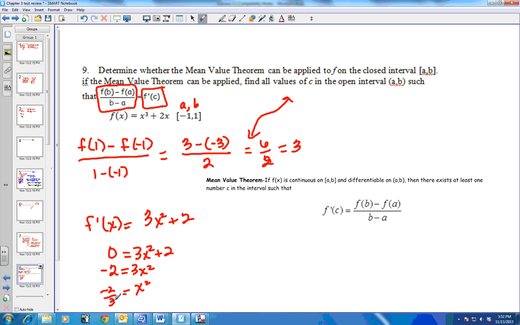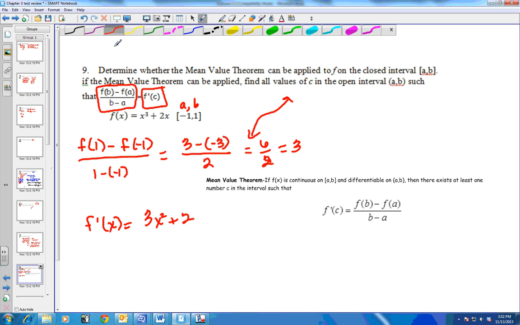Is that right? Well, oh, I messed up. Hang on. Instead of setting it equal to 0. Okay, I found the derivative. Now, it tells us to find the derivative and set it equal to my answer. I was getting carried away there.